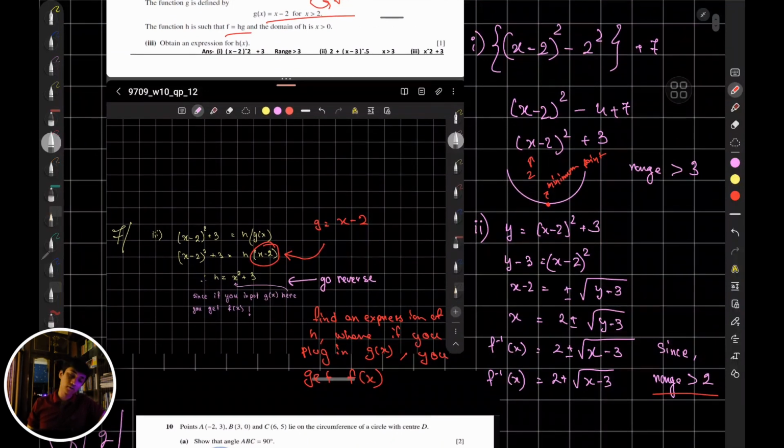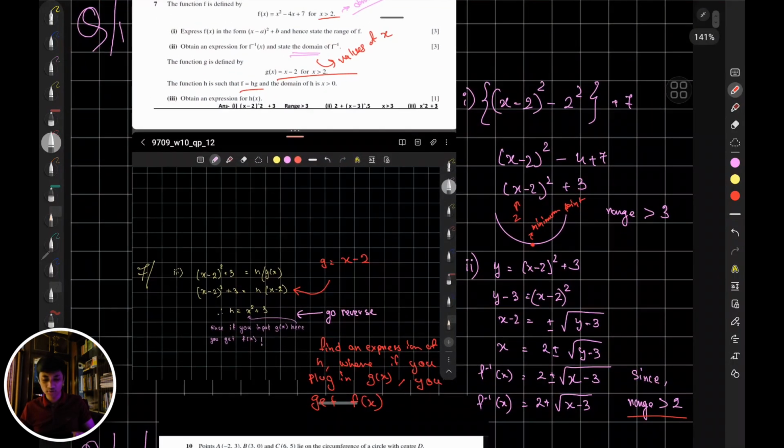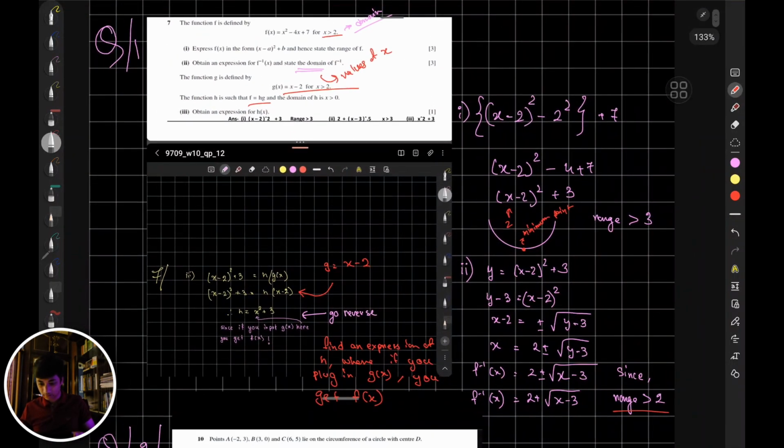Now, a lot of you could have tried to make h the subject over here, but that wouldn't work out. Why? Because this is actually defining h as a function of g of x. So you cannot make h the subject over here, right? So from this, we get h is equals to x squared plus 3. If you're still confused, you can plug in x minus 2, which is the function of g, and you will get the exact expression identical to f of x. So that's how you solve this. Great.